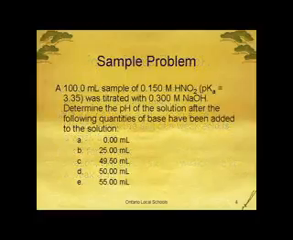Let's look at a sample problem to demonstrate the titration of a weak acid versus a strong base. We have a 100 milliliter sample of 0.150 mole per liter HNO2, or nitrous acid. Our pKa is 3.35, and this is titrated with a 0.300 mole per liter sodium hydroxide solution. We want to determine the pH of the solution after the following quantities of base have been added: first before any, and then at 25, 49.5, 50, and 55 milliliters. So that's our goal for today.